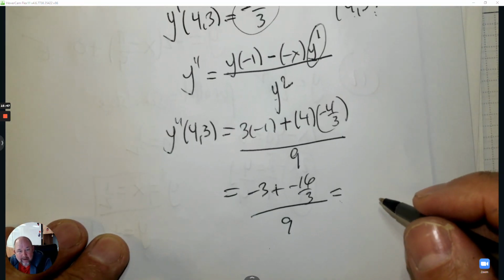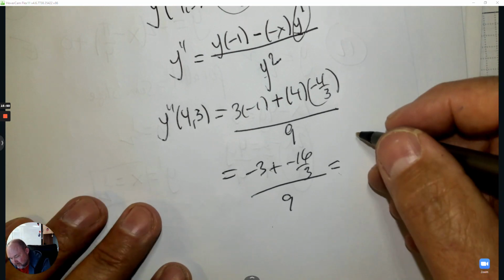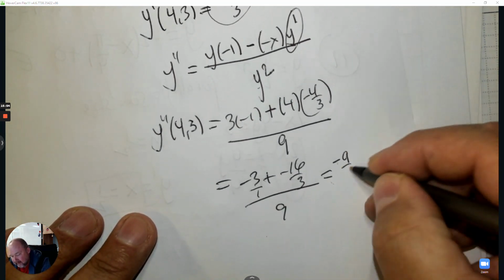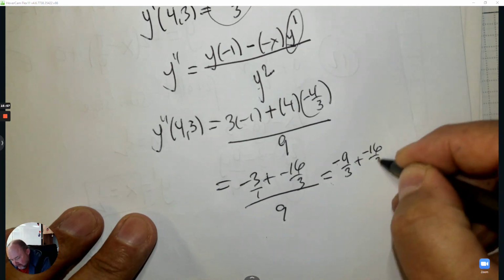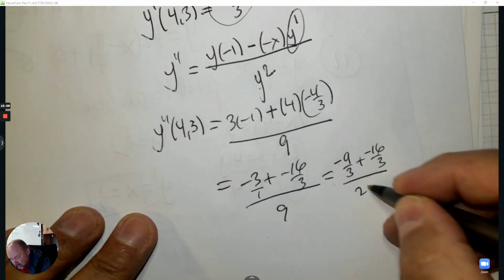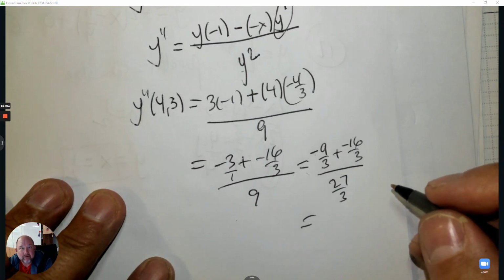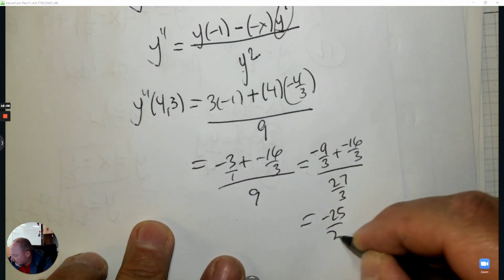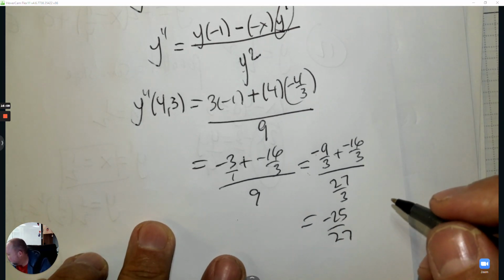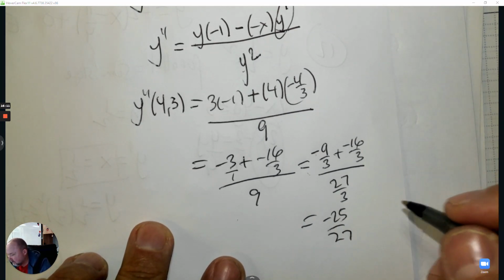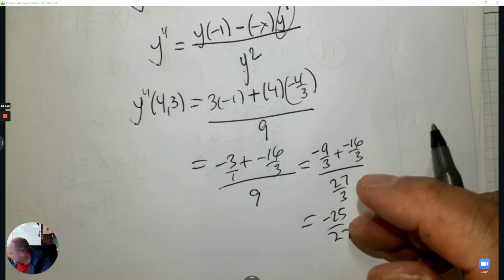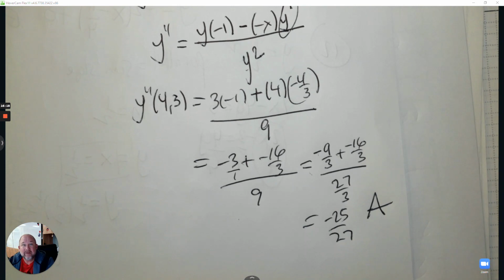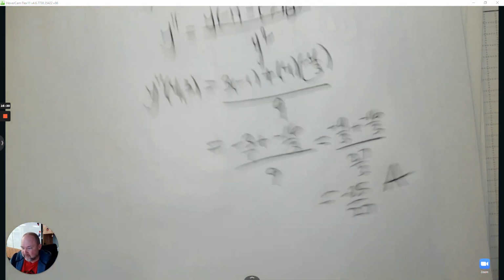I need common denominators. So I'm going to go over 1, so 3. So negative 9 over 3, negative 16 over 3, and then 27 over 3. That'll just make life easier. So that's negative 25 over 27. That's what I get. See if I did it right. Compare. Is there a negative 25? There is. Yay. The answer is A. It's nice when you do the work and it matches, right?